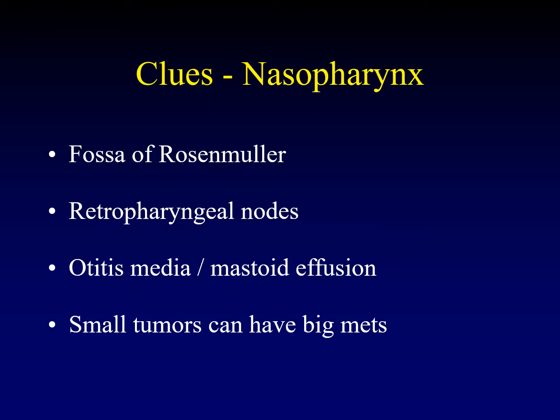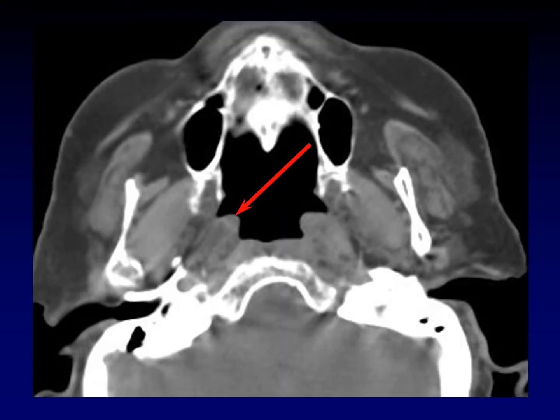So what radiologic clues are we looking for? In the nasopharynx, we really need to inspect the fossa of Rosenmuller carefully because it's a common location for nasopharyngeal carcinoma to arise. We want to look for retropharyngeal lymph nodes, which are closely associated with primary tumors in the nasopharynx. We want to look for otitis media or mastoid effusions, which are secondary findings that might suggest a tumor obstructing the eustachian tube. Remember, sometimes small tumors can have big mets, so even when you see a large nodal mass, you're still looking for a tiny tumor.